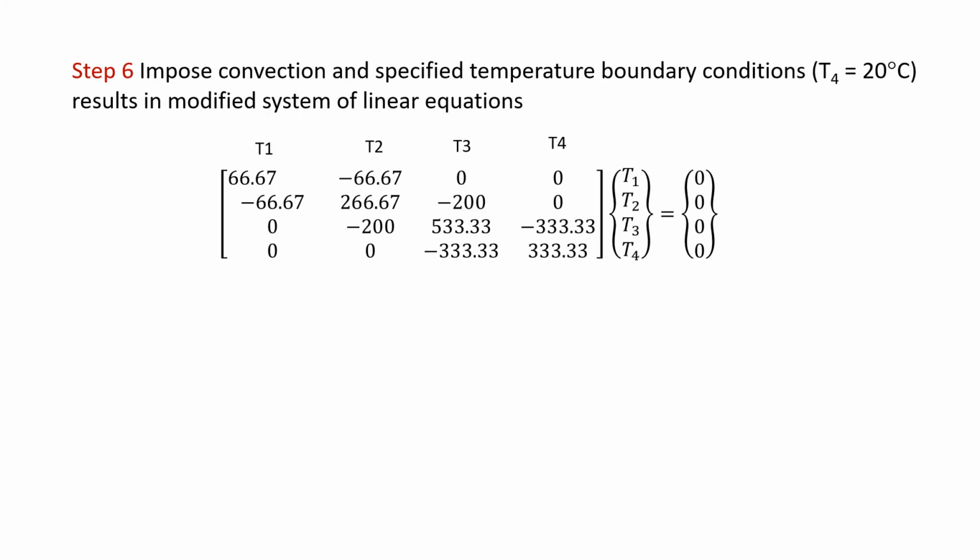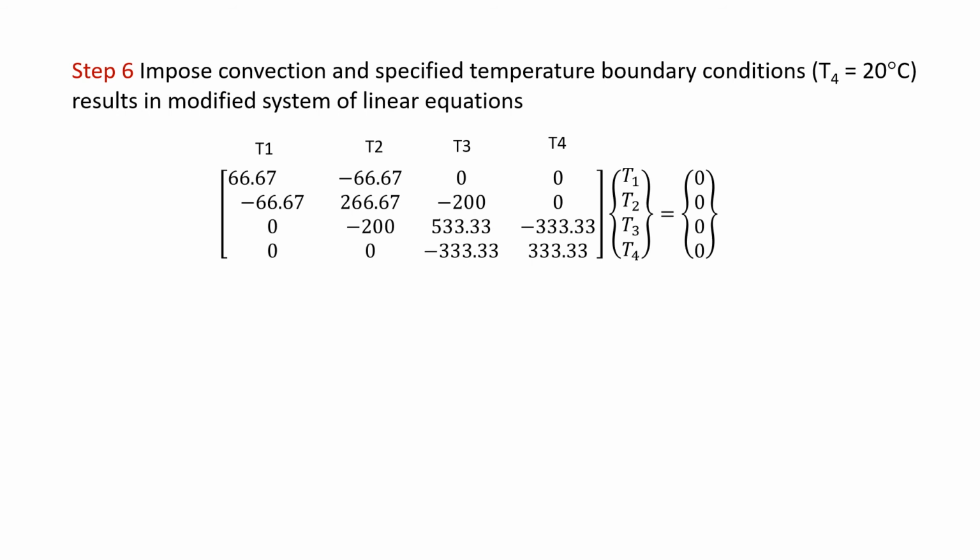After we have set up our system linear equation, the next step is to impose the boundary condition. In this problem, there are two types of boundary condition. The first one is the specified temperature that occurs on the right wall, which is T4 equal to 20 degrees Celsius, and the second boundary condition is the convection process that occurs on the left side. Let's consider case by case.